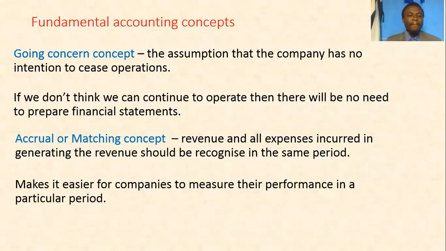Then this makes it easier for companies to measure their performance in a particular period. If you don't match your cost with your revenue, you realize that in a particular year you'll be making a loss. So assuming you spent a lot to purchase machinery this year, this year you have incurred costs, so it means that you are going to be making losses. But next year you start making profit when you sell items using the same asset. You're only going to record the income in the subsequent year, but you are not going to show the cost. So it will make it difficult.